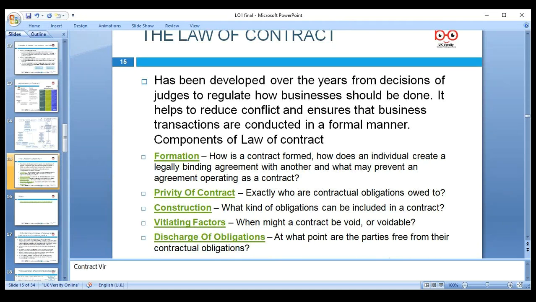Let's say you have a contract with Virgin Media, or you have a contract with a free network. If, let's say, the network has no signal, there are signal issues in your area, what do you think? Can you terminate the contract?